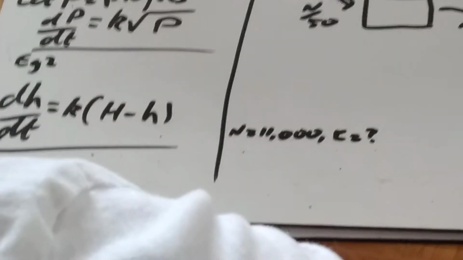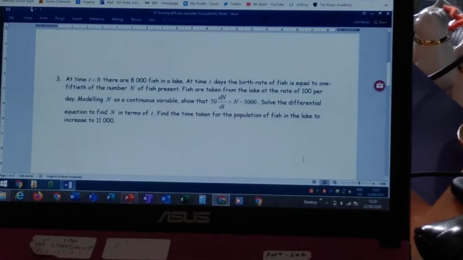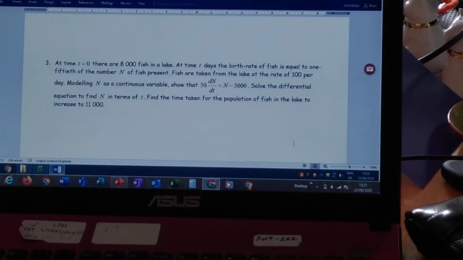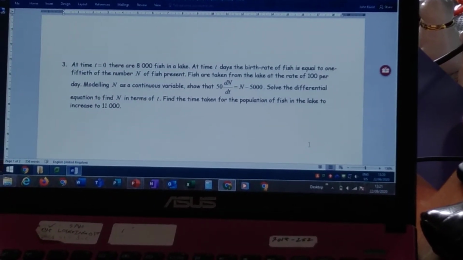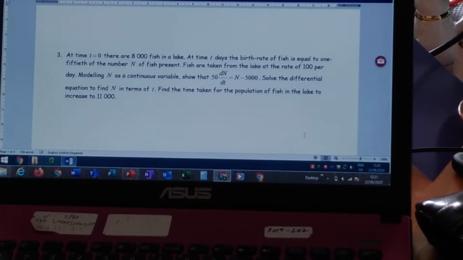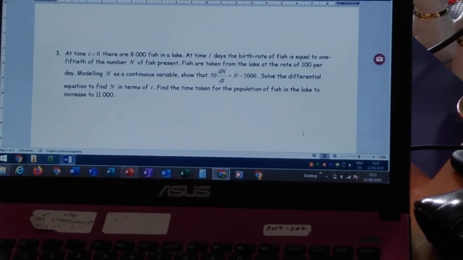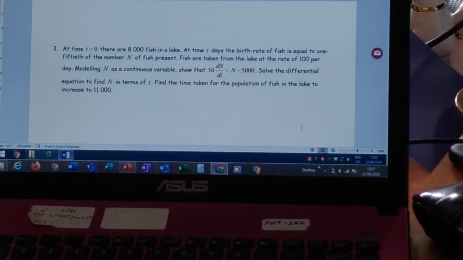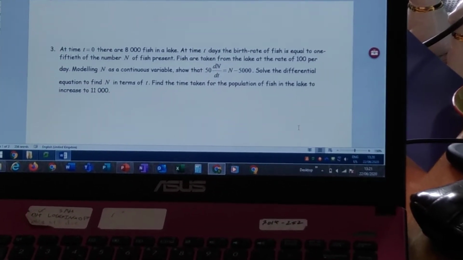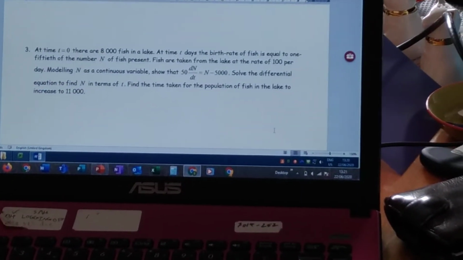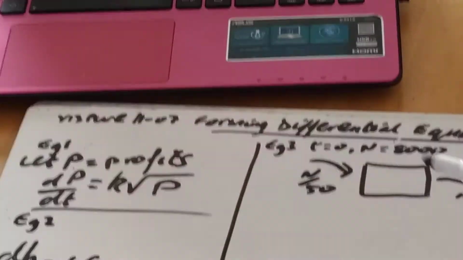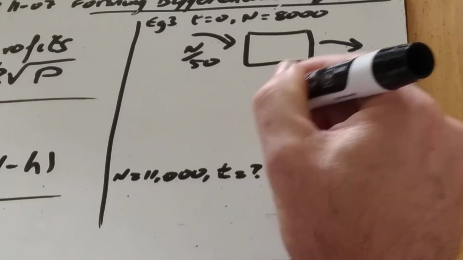Now, third example's got much more going on with it. It says, at time t is 0, there are 8,000 fish in a lake. So I've said t is 0, n equals 8,000. At time t days, the birth rate of fish is equal to 1/50th of the number n of fish present, and also fish are taken out of the lake at a rate of 100 per day. Show that for a differential equation, then we have to solve it and then find the time for n to increase from 8,000 to 11,000.